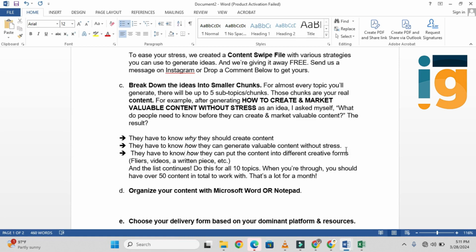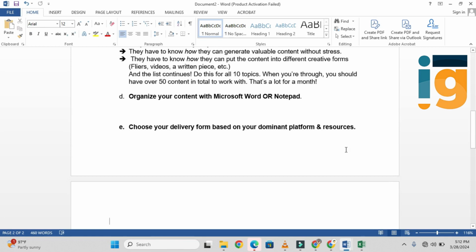Number 3, because I can't say without stress, it will not. What we have done is we have reduced the stress. There's still going to be some work on your part, but we have reduced the stress. The next one is how you can put the content into different creative forms. That is another content that we will be pushing out very soon, but we still have other ones. We organize this content in a Microsoft Word document. Having organized that content, it makes the work much easier. So when we get to the other steps, things will be much easier for us.